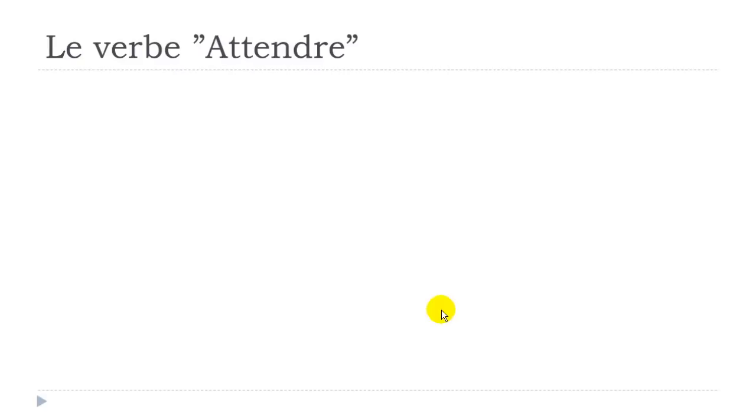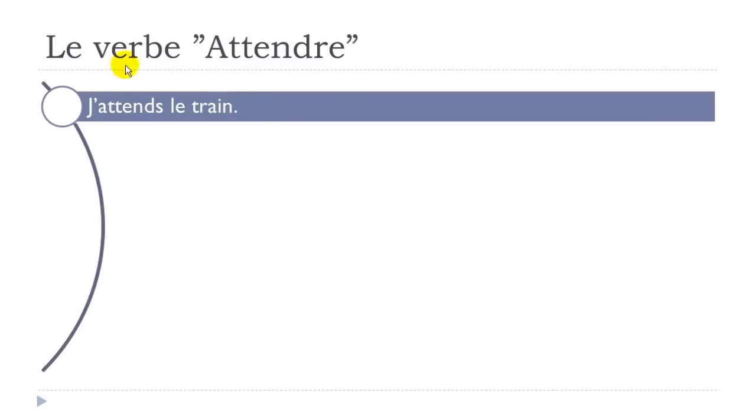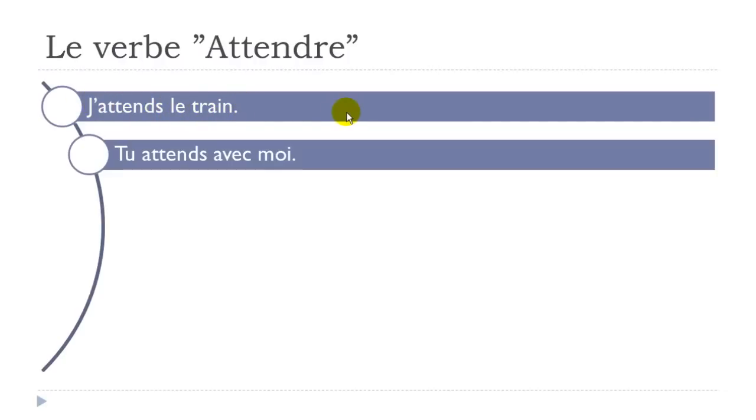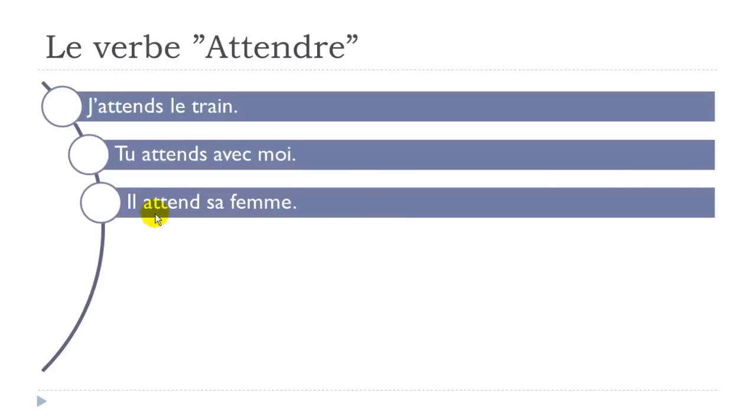Okay? So I've been making a few sentences just to show you how it works on the meaning. J'attends le train. So le train, the train, I wait. I wait for the train. Tu attends avec moi. So you wait, and then avec means with, moi, me. You wait with me. Il attend sa femme. Remember, sa, it's the possessive, his in that case, and then femme, wife. Il attend sa femme.